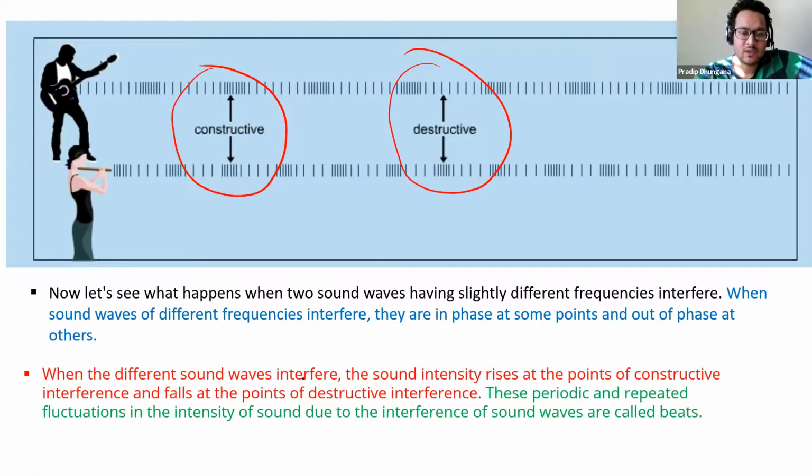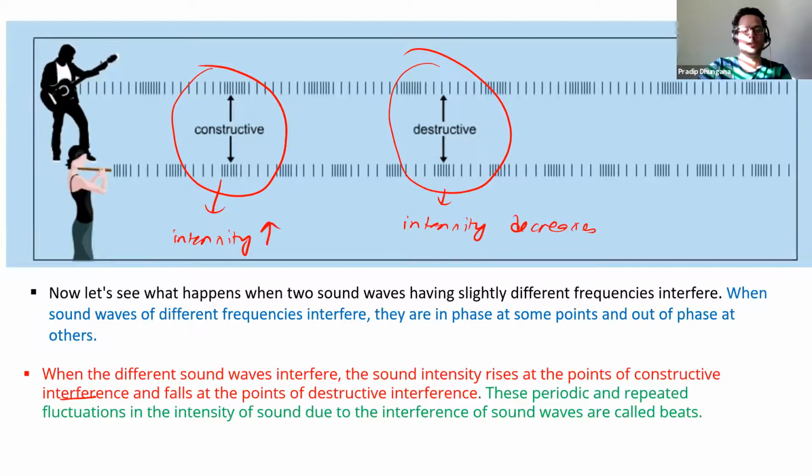When different sound waves interfere, the sound intensity rises at the point of constructive interference. So at that part, intensity increases, and at destructive interference, the intensity of the sound wave decreases. This periodic and repeated fluctuation in the intensity of sound, sometimes increasing, sometimes decreasing, is called beats. That is the definition of beats.